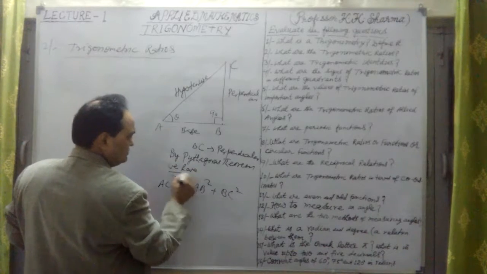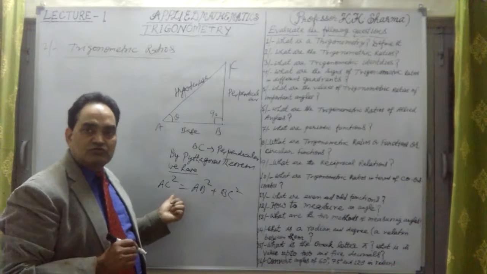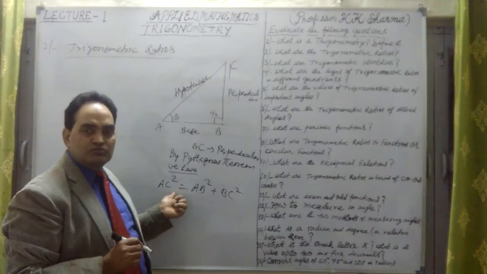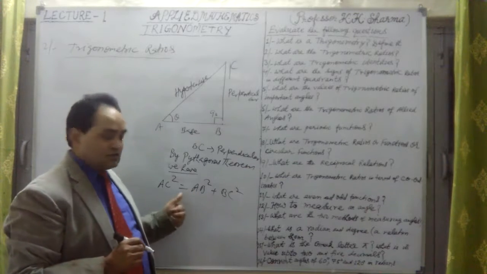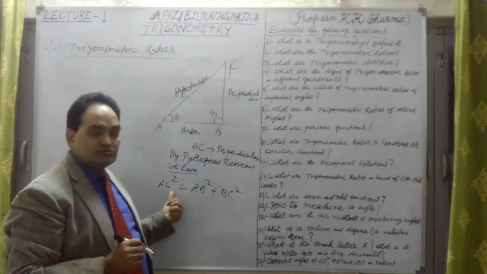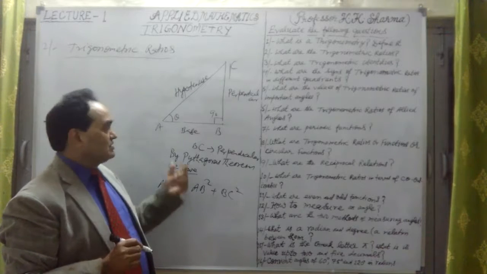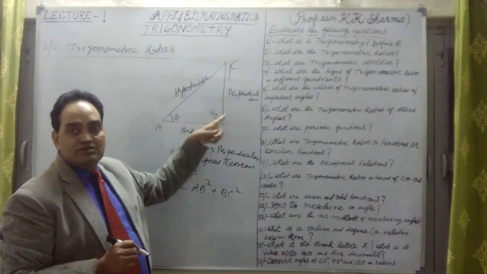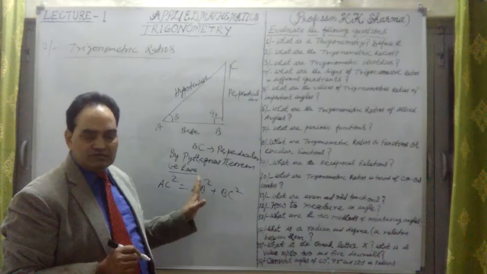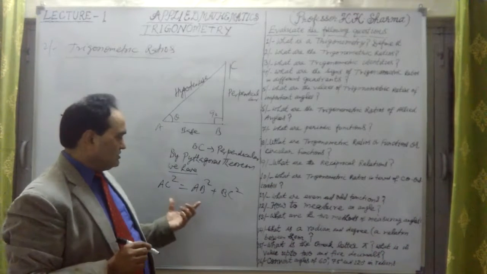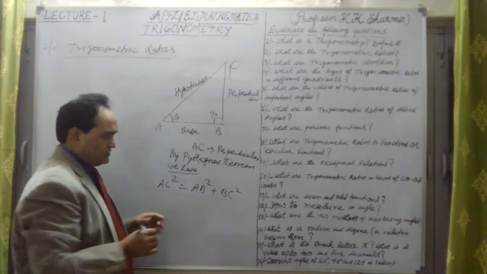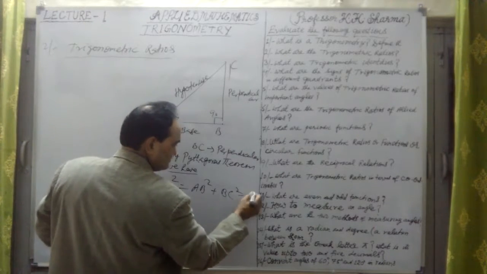By Pythagoras theorem we have the square of one side equal to the sum of the squares of the other two sides, and here this one side is the longest side, the hypotenuse in this case. In a right angle triangle only Pythagoras theorem is applied. So by Pythagoras theorem we know this. Okay, let me take this as the first problem here.